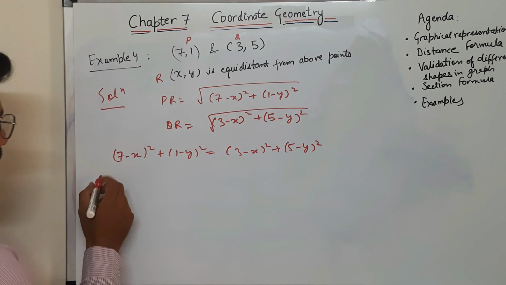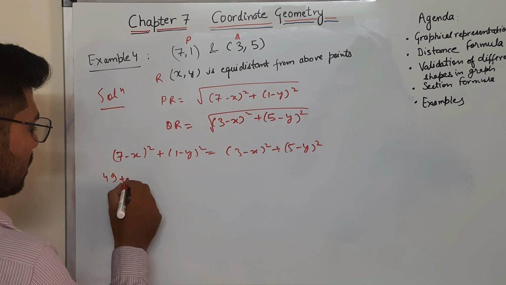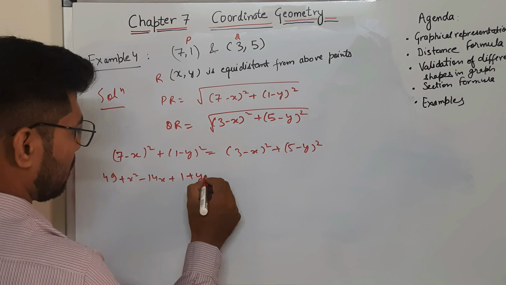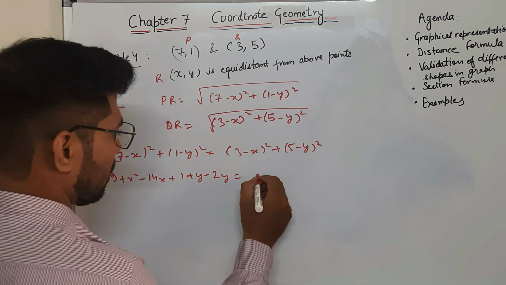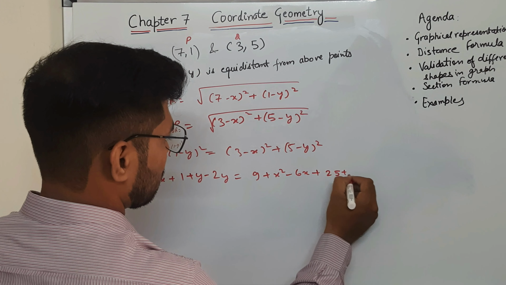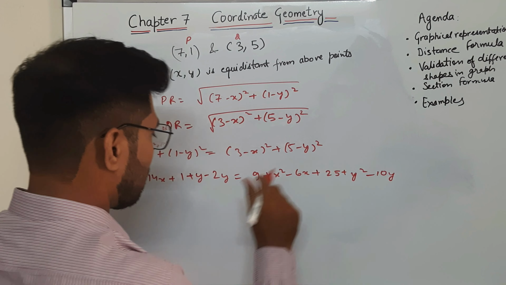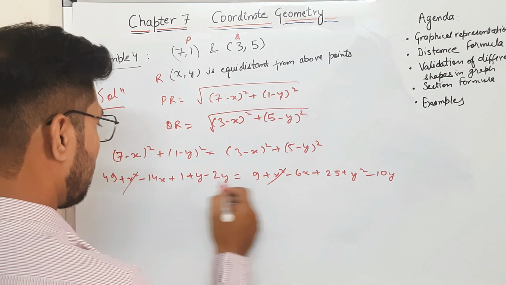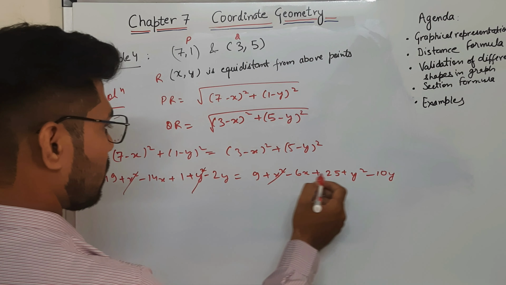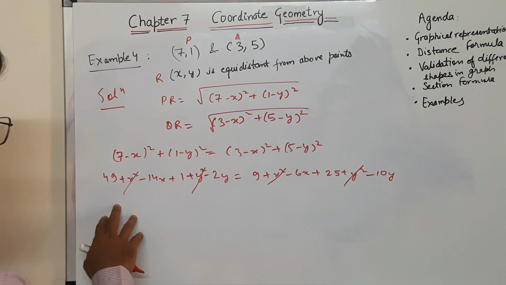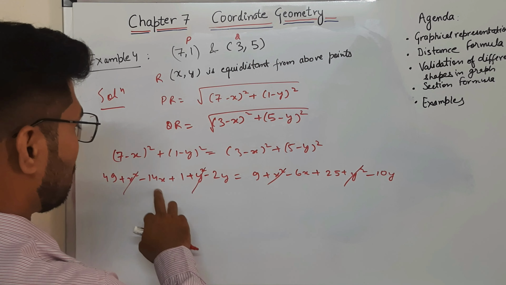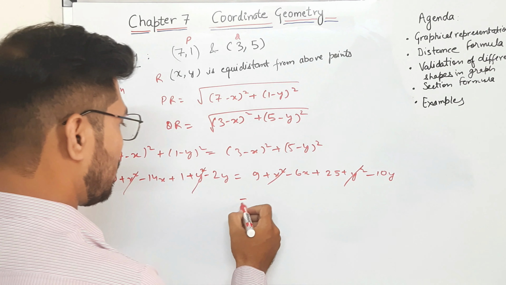Okay, solve it further. 49 plus x square minus 14x plus 1 plus y square minus 2y is equal to 9 plus x square minus 6x plus 25 plus y square minus 10y. Now cancel x square here, and y square here, right? So x square and y square cancel out. Now you can see minus 14x minus 2y here and minus 6x. If you move it over, we get 14x minus 6x, which is 8x.